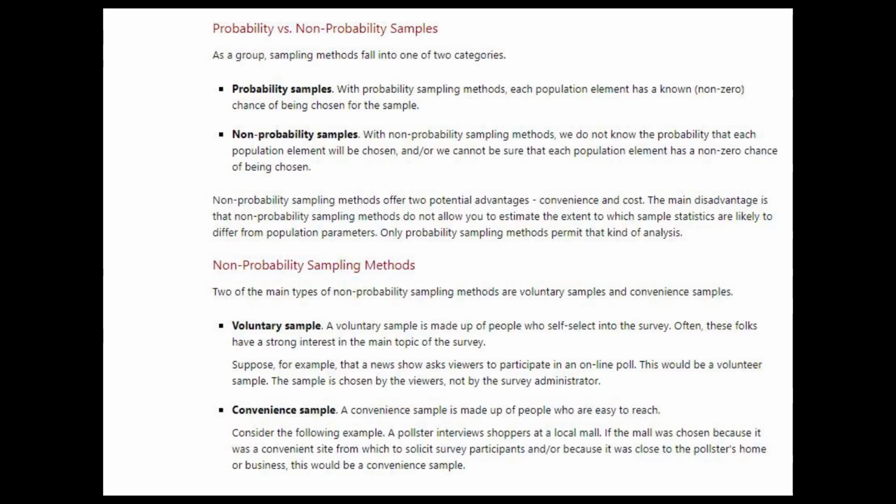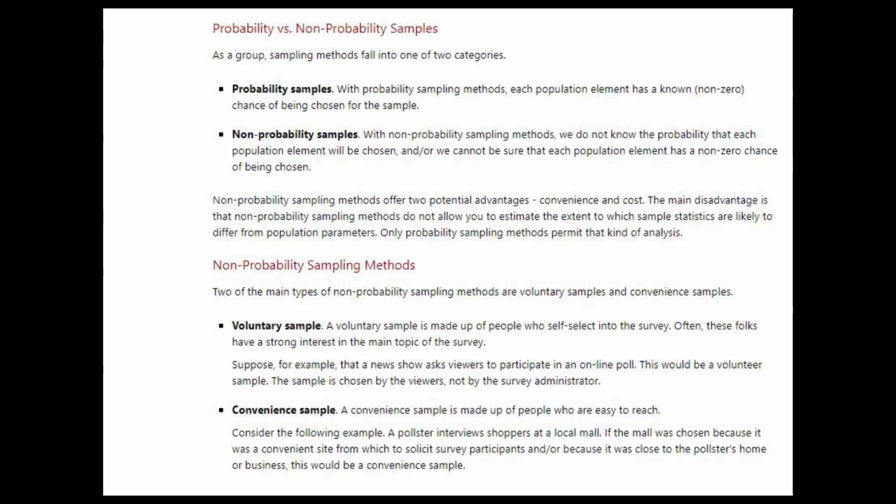Audience score surveys are examples of what we call non-probability sampling methods. And there are two main types of non-probability sampling methods, voluntary samples and convenience samples. And Rotten Tomatoes is kind of both. A voluntary sample is made up of people who self-select into a survey. So these would be people with a strong interest in the topic of the survey. They're the ones that choose to take part. So for example, if CNN wants to do an online poll, that's a volunteer sample. It's a sample chosen by the viewers, not by any administrator. The results just come in as people volunteer.